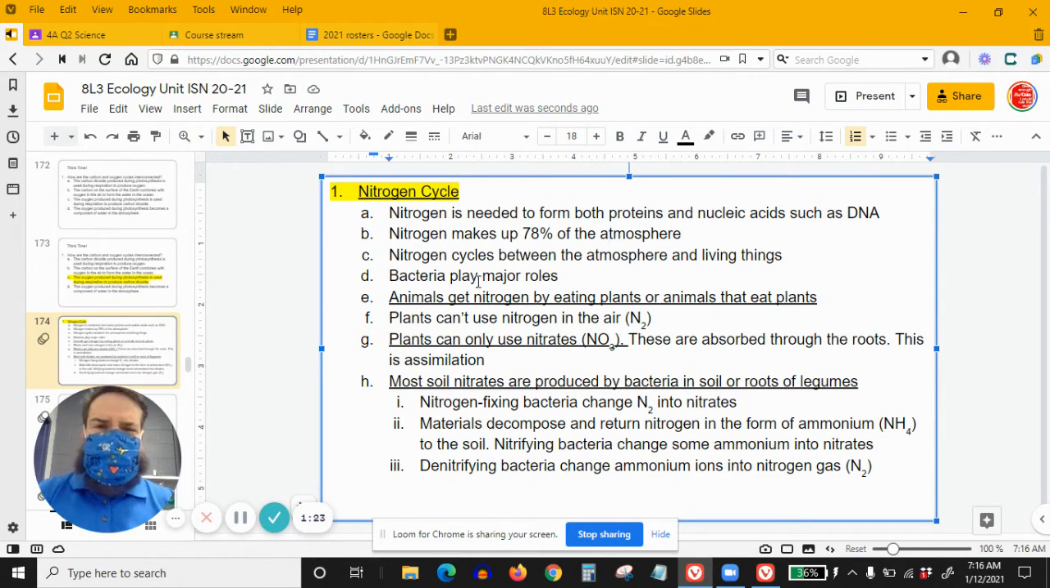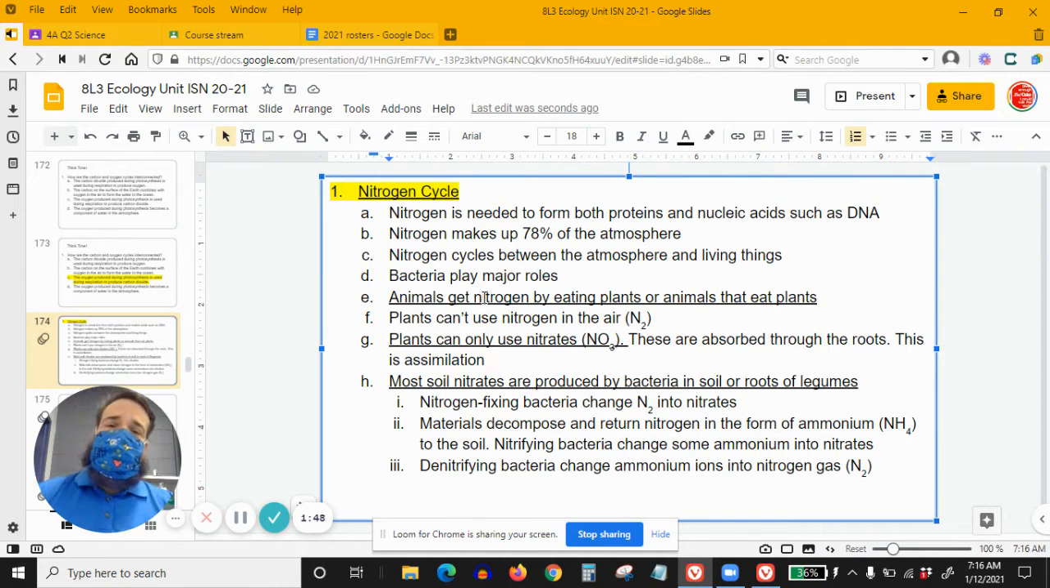So it makes up 78% of the atmosphere. That should be good, right? No, not really. The nitrogen in the atmosphere is in two nitrogen atoms bonded together, and they are very stable. So our cells cannot use that to make proteins or DNA. Plant cells cannot use that to make protein or DNA.